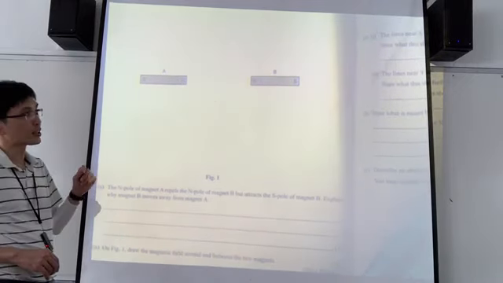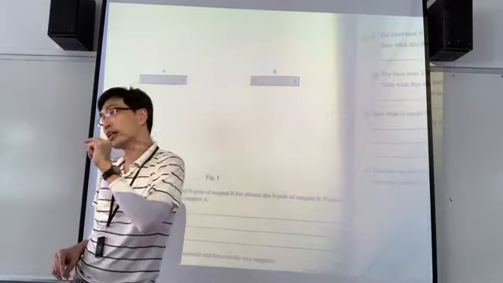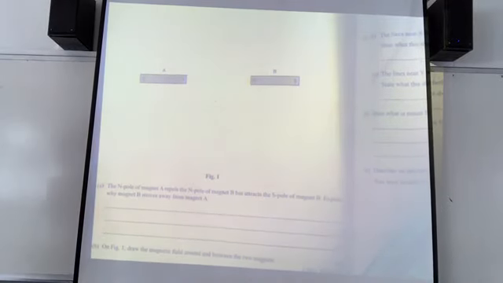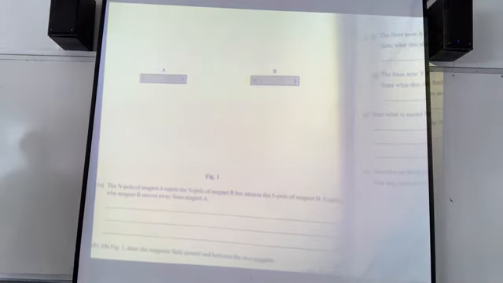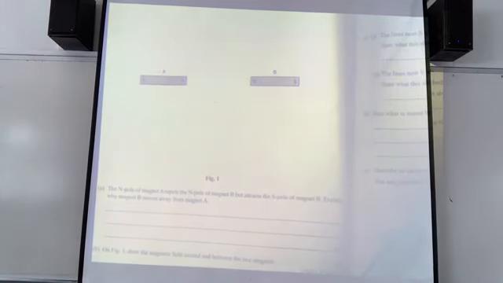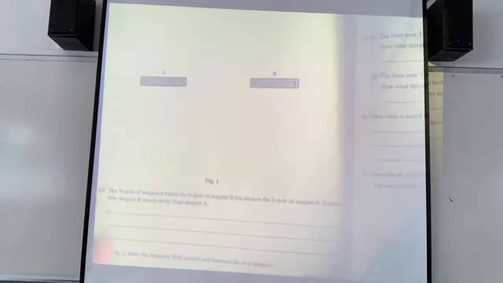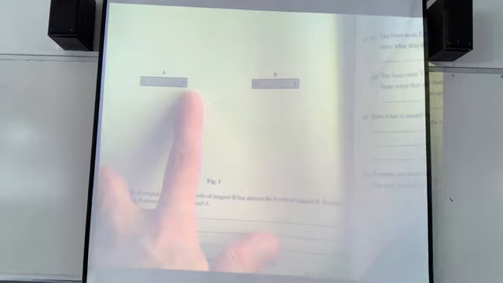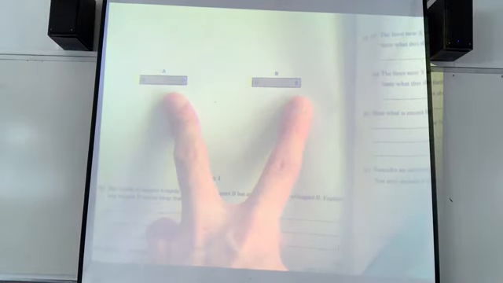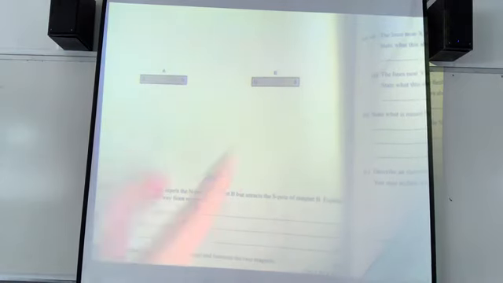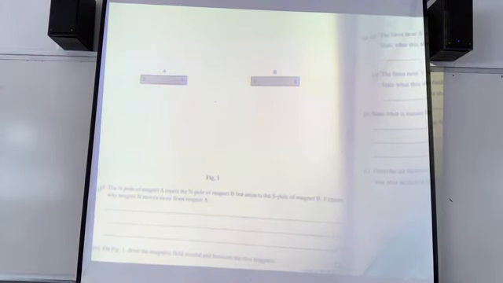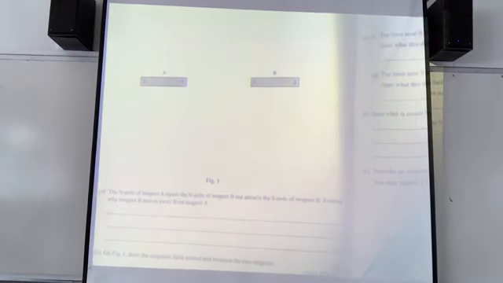Yes, the force of repulsion is greater, but that alone is not enough. You must have a keyword. What's that keyword? Distance. The distance between the north of A and the south of B is further than the distance between the north of A and the north of B. So the force of repulsion is greater than the force of attraction.